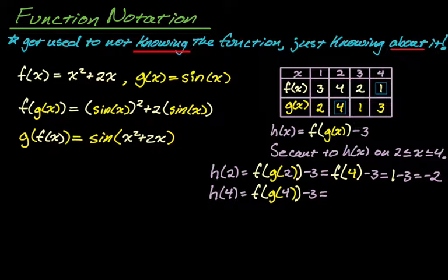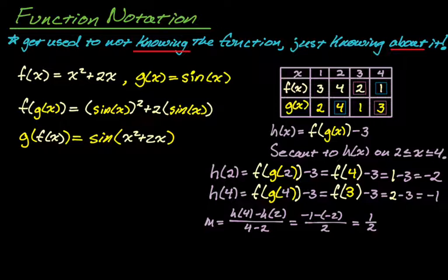And then I need to find h of 4, which is f of g of 4. I need to figure out g of 4, which is 3. So I get this. And then I need to go to the table and find f of 3, which is 2. So I'm really doing 2 minus 3, which is negative 1. And now I just need to find the equation of the secant line. That's a line through 2 points. The slope is going to be 1/2.